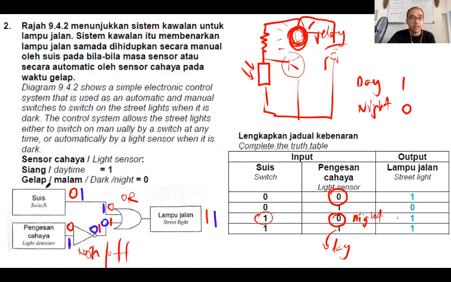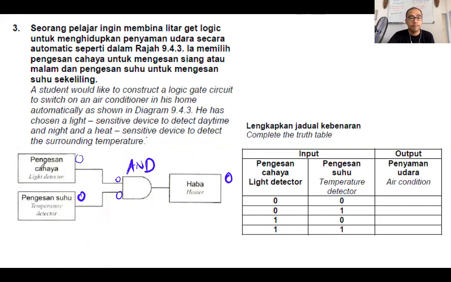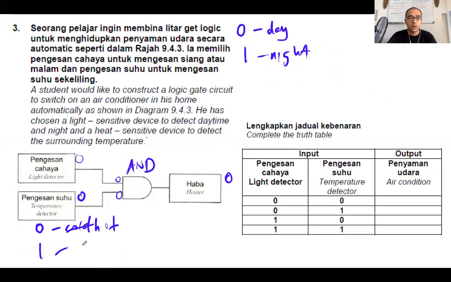I guess it's not saying here. Sorry, before this, it is night time, light detector, 0 is night. Okay, I think this light detector is the opposite. Light detector: 0 is day, 1 is night. For the heat sensor, 0 is cold. No, 0 is hot, 1 is cold. Actually, the question should tell you what the 0 and the 1 mean. You cannot assume. But let's just try and see.